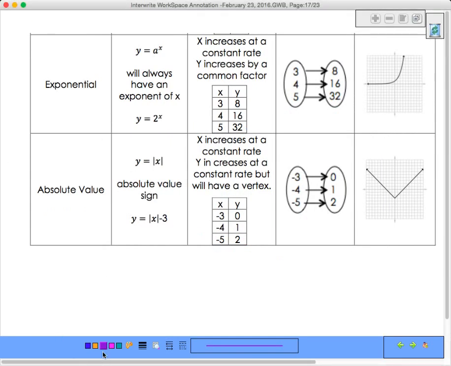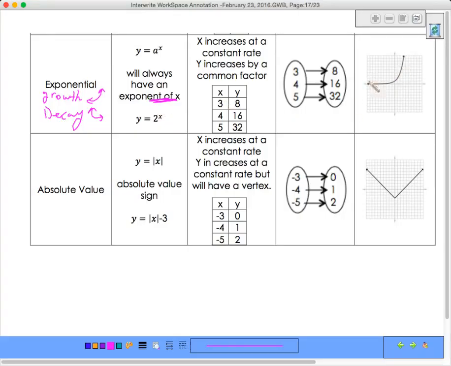We have exponential. Remember, you can have exponential growth or decay. Growth is going up and decay is going down. So we can have growth, or we can have decay. And you are always going to have an x in the exponent. It has to be something to the power of x to be exponential.